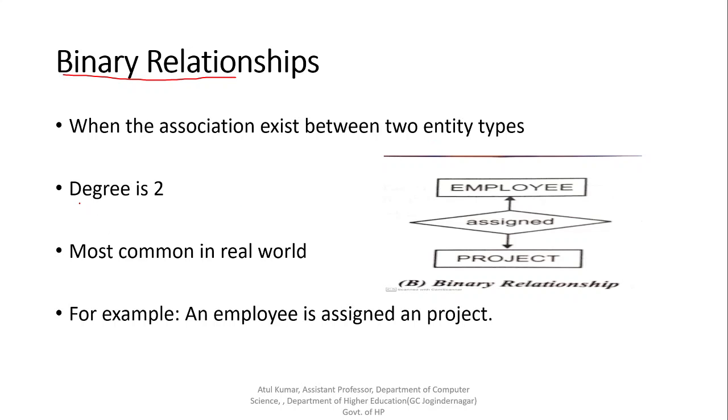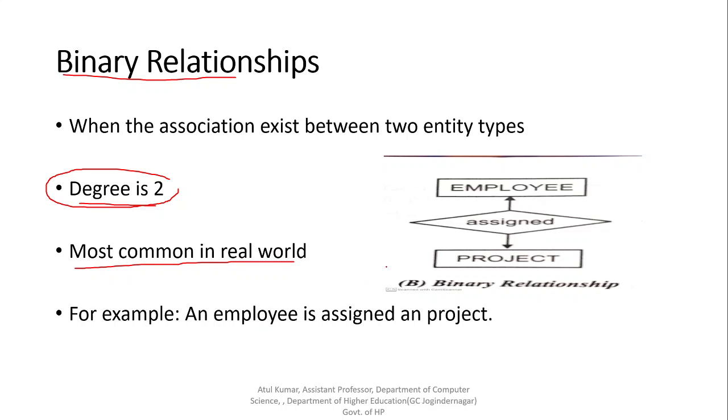Next we have binary relationship, in which we have only two entities. So the degree here is 2. When the association exists between two entity types, then the relationship is called a binary relationship, and the degree is 2, as there are two entities associated in this type of relationship. This type of relationship is most common in the real world.